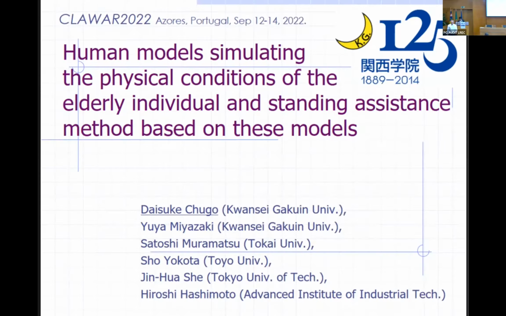Okay. So my paper title is "A human model simulating the physical condition of the elderly individual and standing assistance method based on these models."